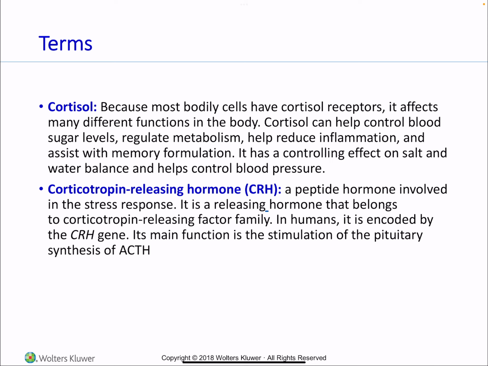CRH stands for corticotropin releasing hormone, and this is a peptide hormone that is involved in the stress response. It is a releasing hormone that belongs to the corticotropin releasing factor family. In humans, it is encoded by the CRH gene. Its main function is the stimulation of the pituitary synthesis of ACTH.